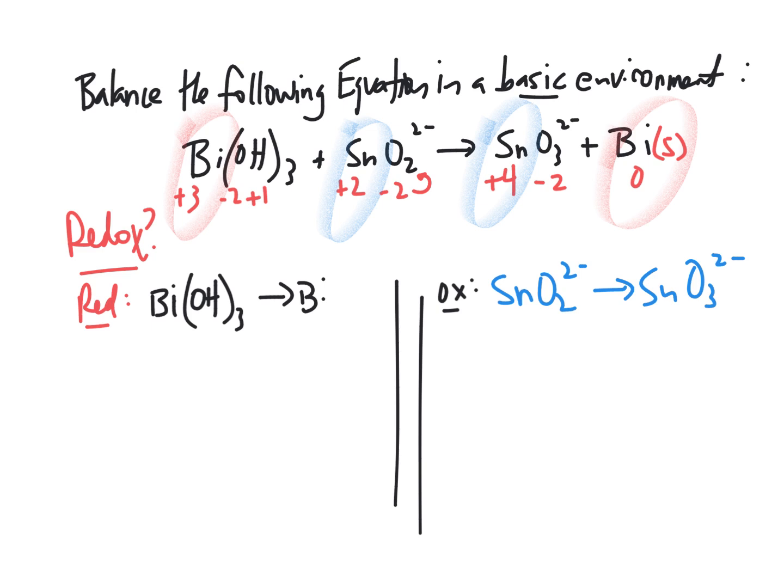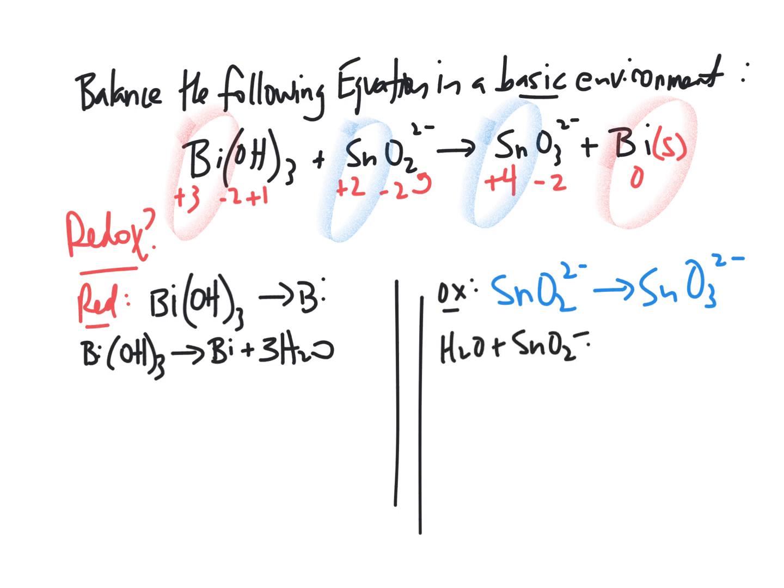Okay, go through the balancing as you would if it were acidic, and then we make a little bit of a tweak for the basic thing. So bismuth, good. We need 3 waters. Again, I'm just going to scribe this in here quickly. We need 3 water molecules to balance out those oxygens. On the other side, tins are balanced. We need 1 extra water molecule here to balance out that oxygen.